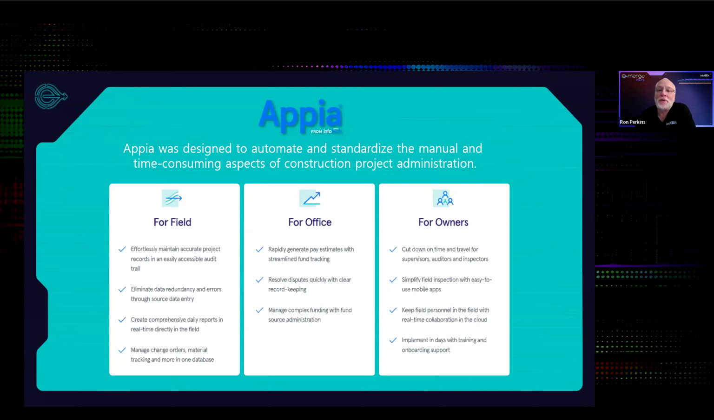In the field, Appia serves as an auditable source of truth. We grew up serving public agencies, and the word audit is synonymous where public spending goes. So that's a core part of our functionality, and capturing every construction admin activity and providing that audit trail is really, again, a critical part of what we provide. Appia eliminates errors and redundant tasks. It manages the change orders and material tracking seamlessly, and it generates comprehensive daily reports in real time.